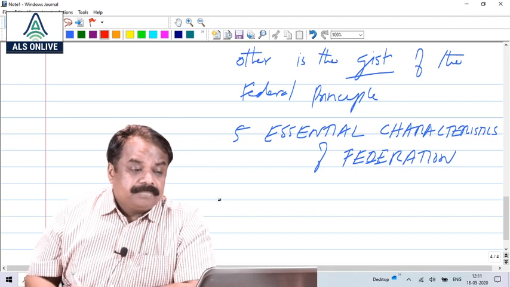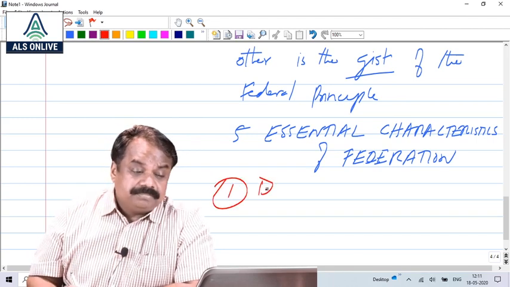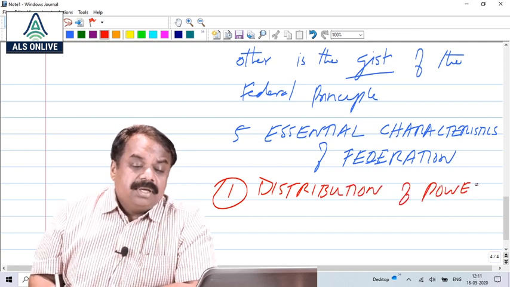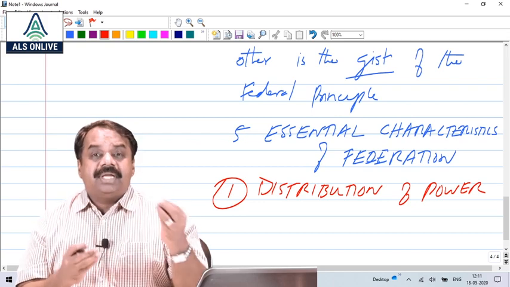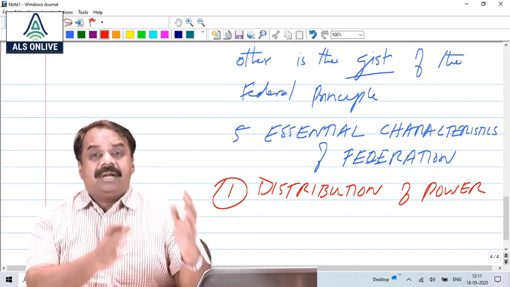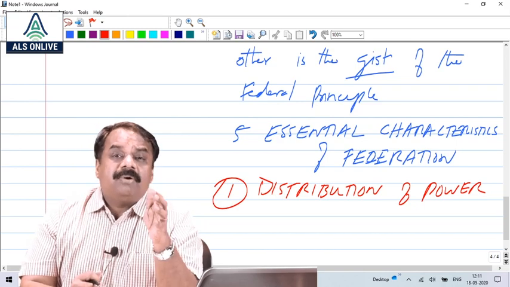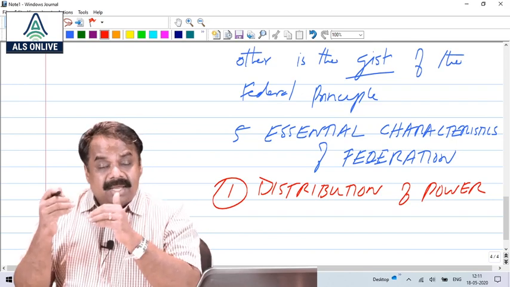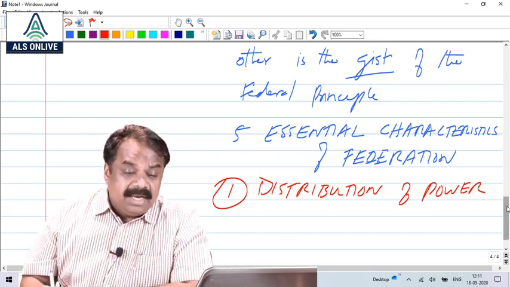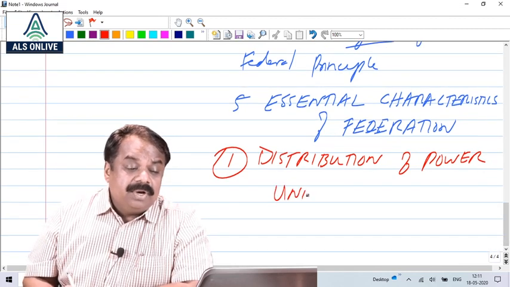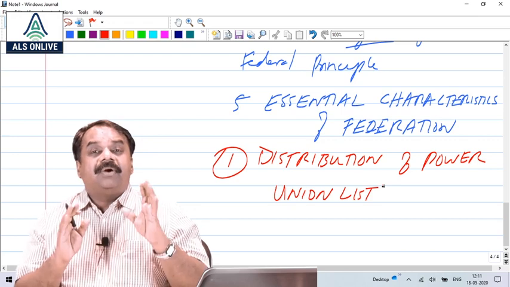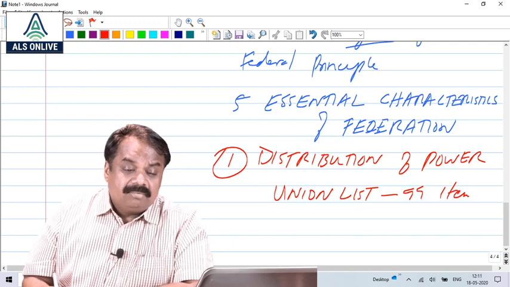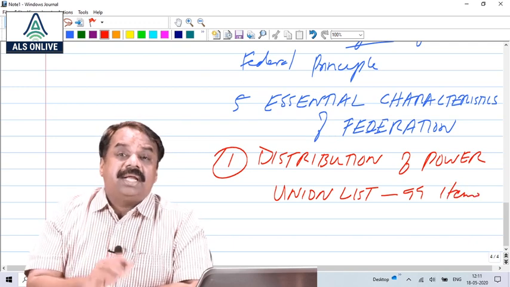Number 1, it is the distribution of power. See, there is a distribution of power between the central and the state governments, or the federal and the state governments. What all powers are there with the center, it is clearly defined. And it is given to the states also. For example, in the Indian Constitution right now, what we call the union list, that is where it is allotted to the union or the center or the federal government. There are 99 items right now. Initially it was 97, 99 items are there with the union.